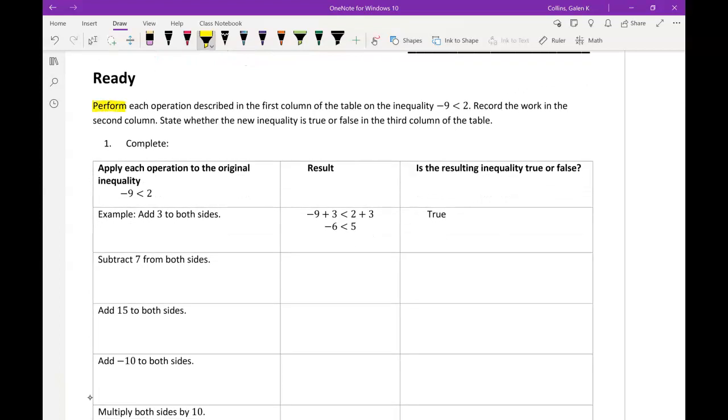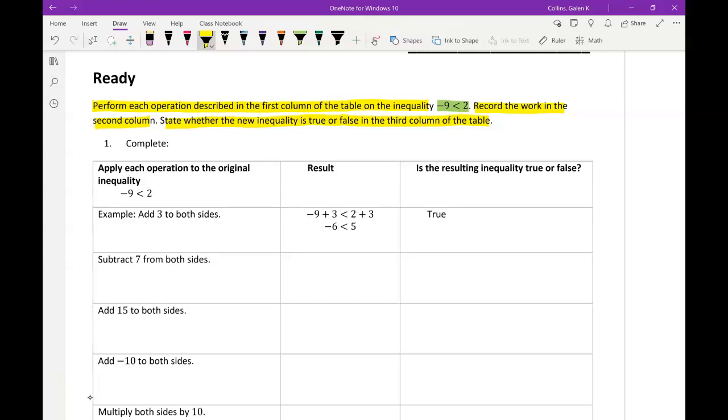Okay, so in the Ready, we are asked to do the following. We are asked to perform each operation described in the first column of the table on the inequality -9 is less than 2. Sorry, I said it wrong. -9 is less than +2. But it's a true statement either way. So then we are asked to record the work in the second column. And then lastly, state whether the new inequality is true or false in the third column of the table.